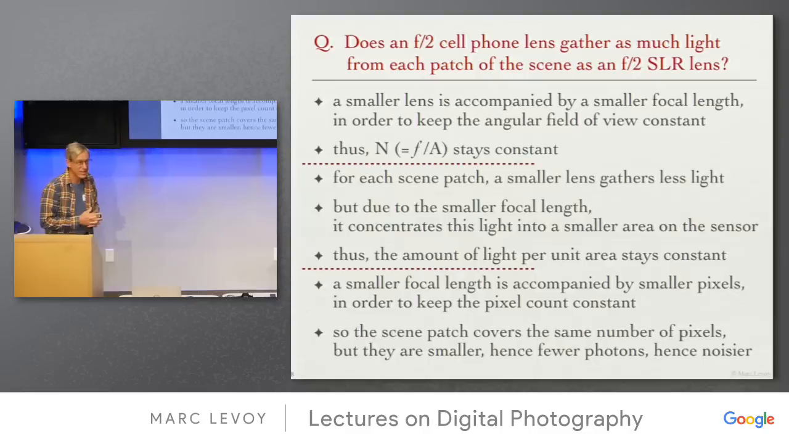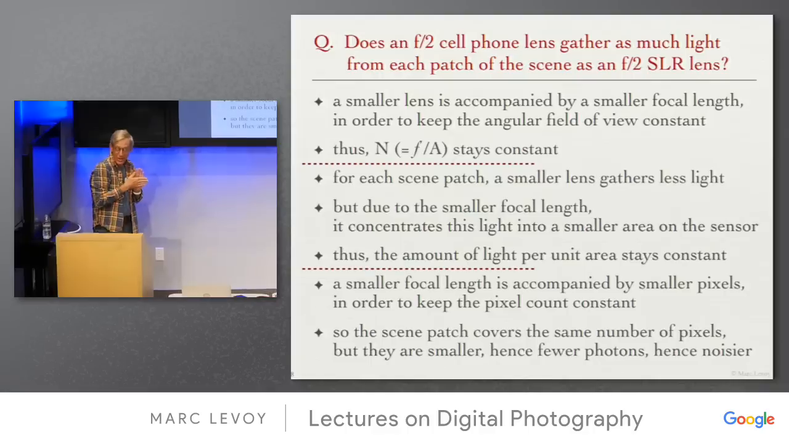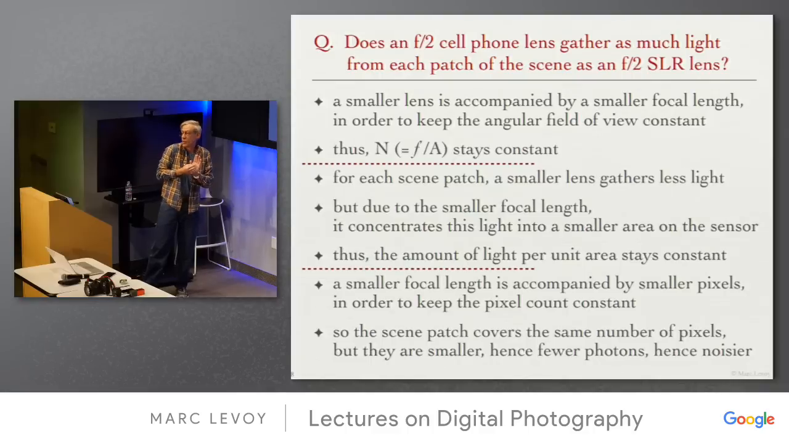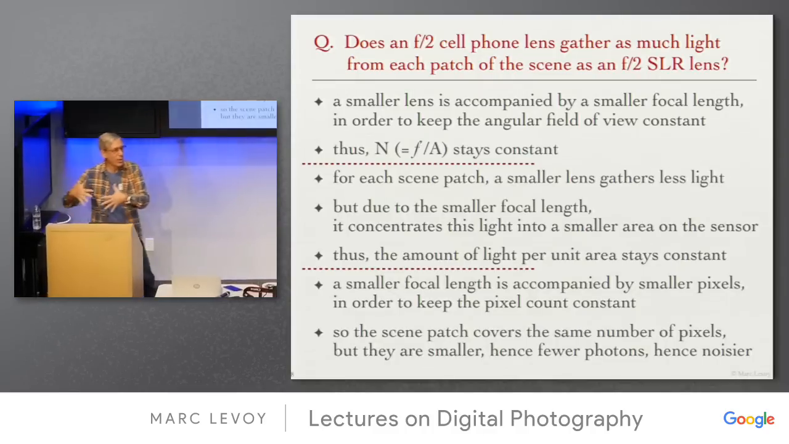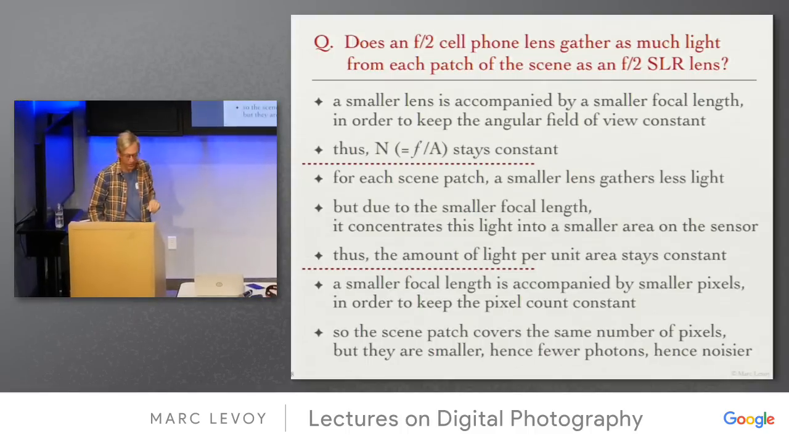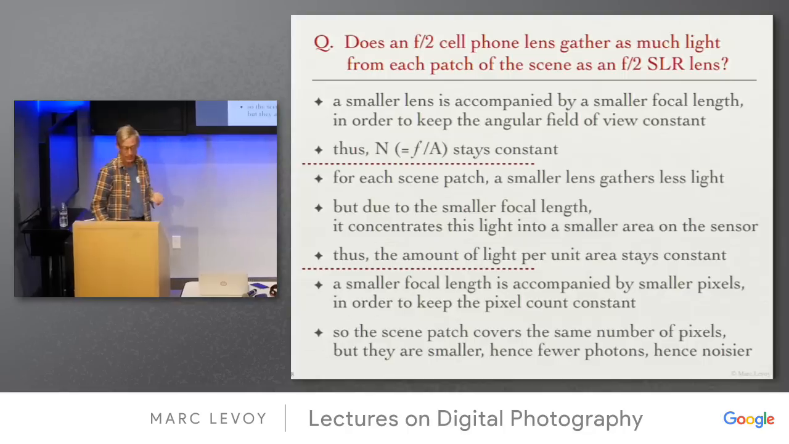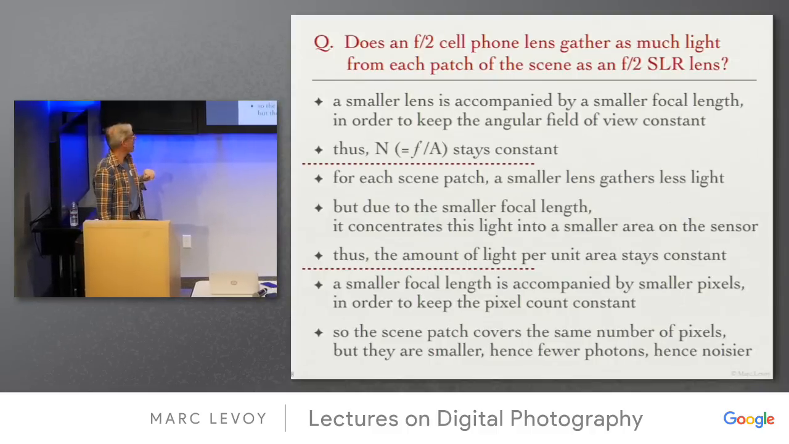So it does gather less light from each patch in the scene. It puts the same light per unit area on the sensor, but those pixels are smaller, and so they're worse. And that's the way to think about that. You often have to work through a number of these interrelated properties in order to answer a question like this, and we'll do a number of these as we go through the course. Same area, but spread over more pixels, so less light per pixel. Yeah, less light per pixel, and they're smaller pixels.